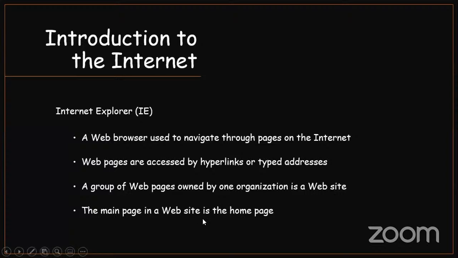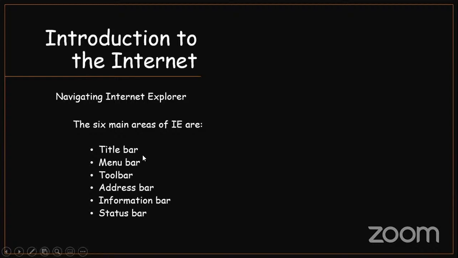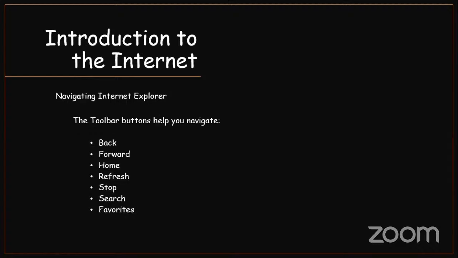The main page of a website is called the home page. Things that you have to notice or look for whenever you're using Internet Explorer are your title bar, menu bar, toolbar, address bar, information bar, and status bar. I'm going to demonstrate these things shortly, but first I want to finish the presentation, and then I will demonstrate how to use Internet Explorer. These are also the icons that you can find on Internet Explorer, to go forward and backward, but we'll demonstrate right now, so don't worry.